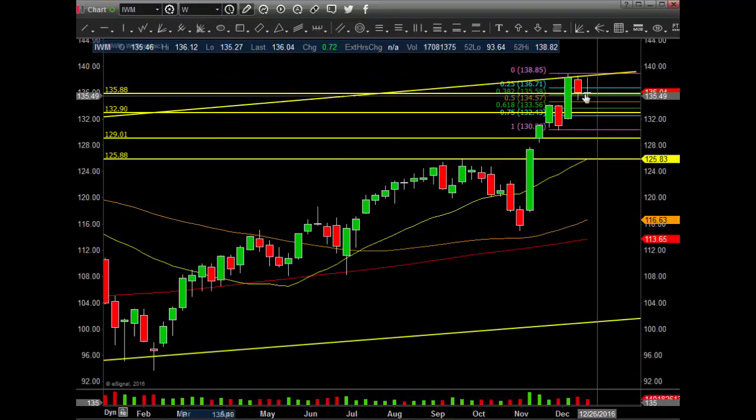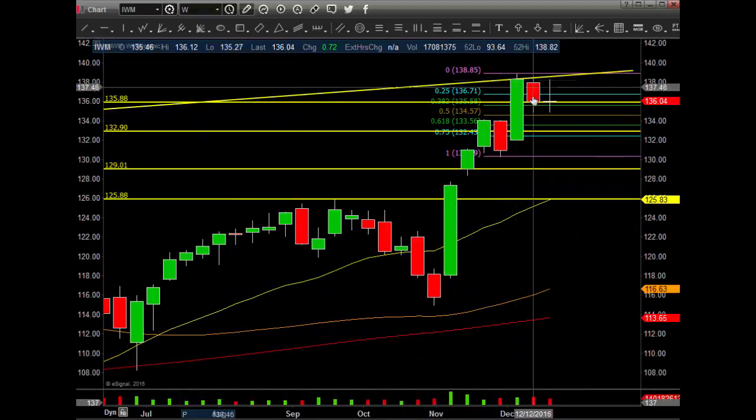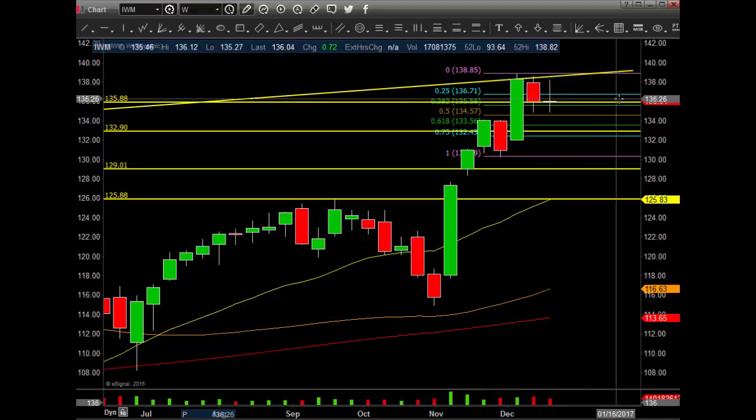Weekly IWM chart, though, a little bit on the weaker side. We did close at the bottom of this red candle here, so you have to be aware of that. And this could be an inside bar bearish pattern developing.